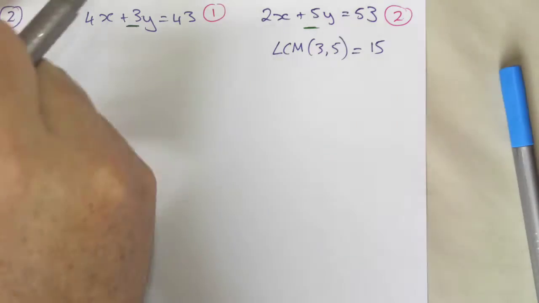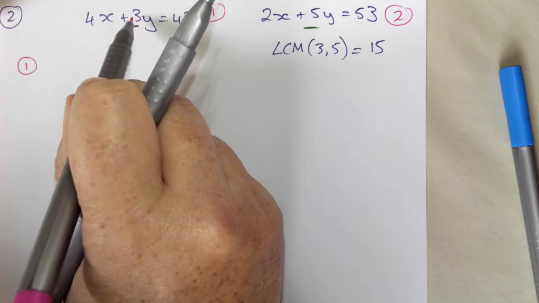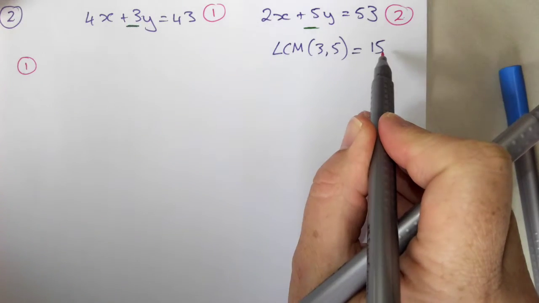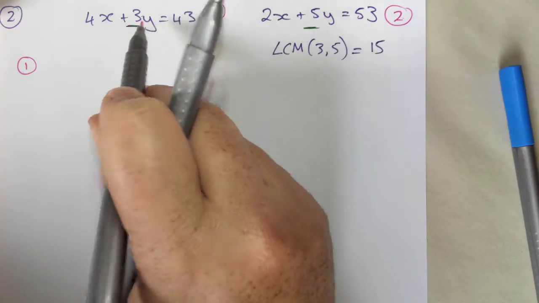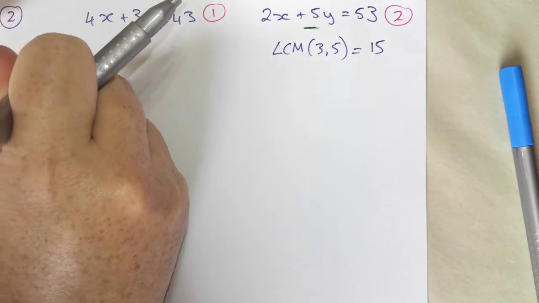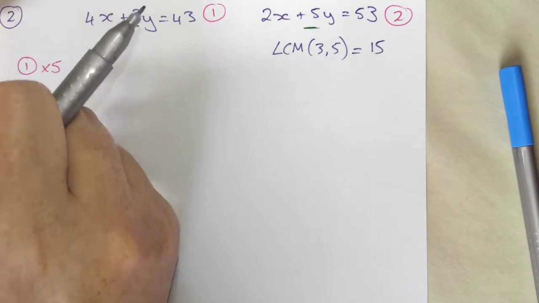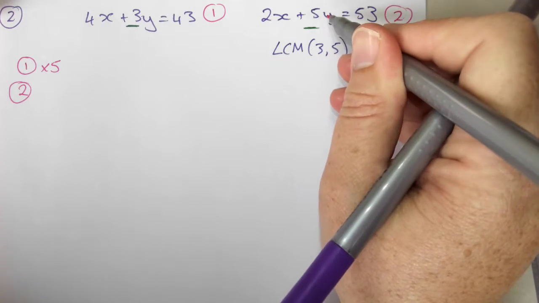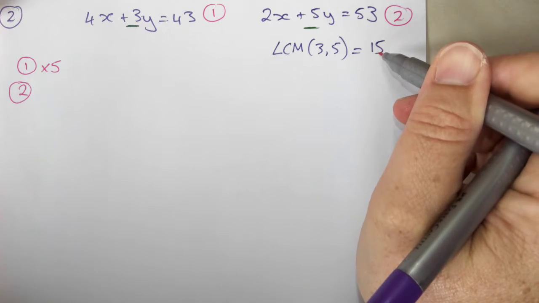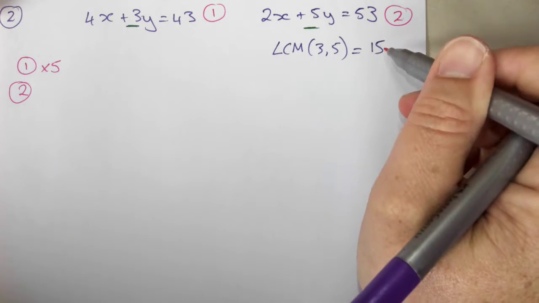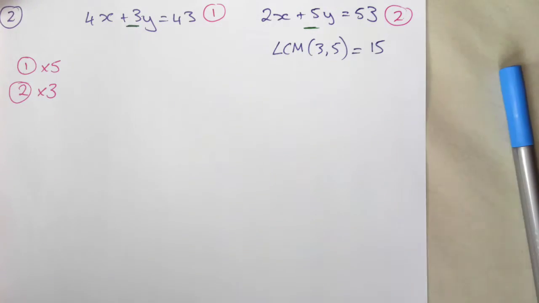So let's think. Equation number 1: what do I multiply this equation by to make this 3y into a 15y? 3 times what equals 15? 3 times 5 is equal to 15, so I'm going to multiply equation 1 by 5. Now think about equation 2. At the moment we've got 5y. What do I need to multiply this equation by to make that 5y into a 15y? 5 times 3 is equal to 15, so I'm going to multiply equation 2 by 3.